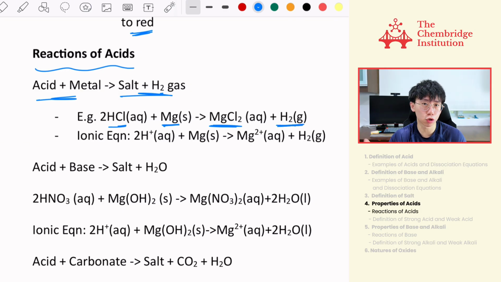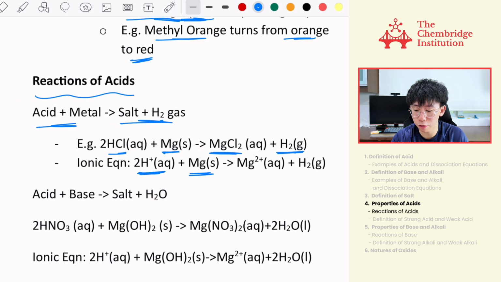Part of your syllabus is also knowing how to form your ionic equations, and in general, some of these ionic equations are very simple. You can kind of memorize them. For acid plus metal reactions, it's generally H+ (aq), because it is the H+ ion of an acid that reacts with the metal itself. And this will form Mg2+ (aq), which is the metal cation, plus hydrogen gas.